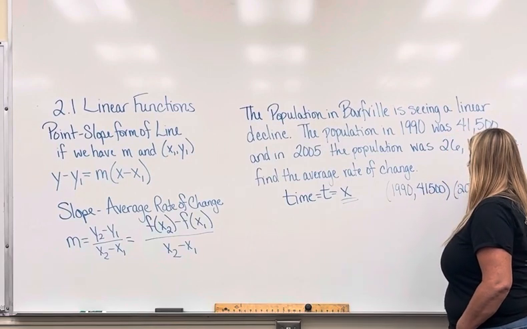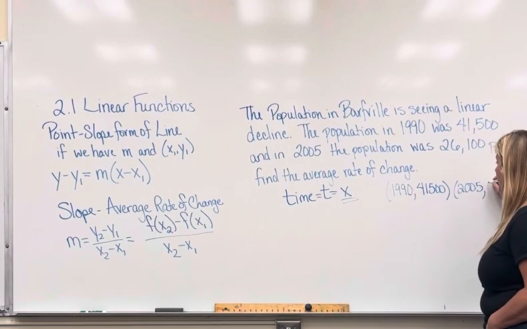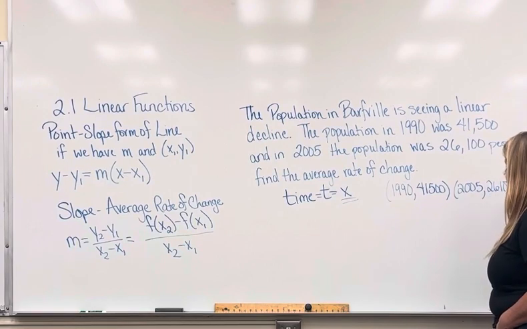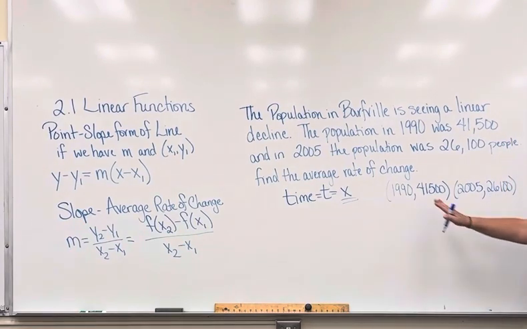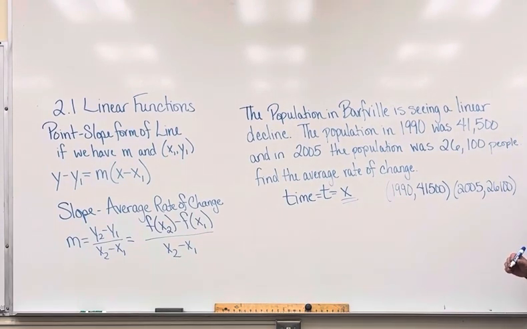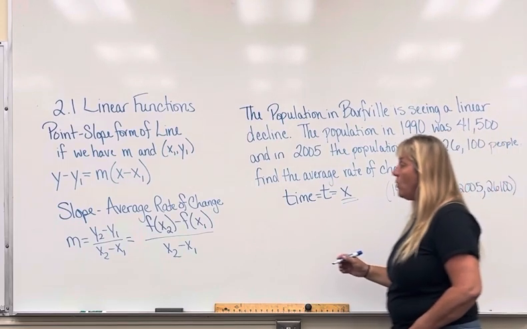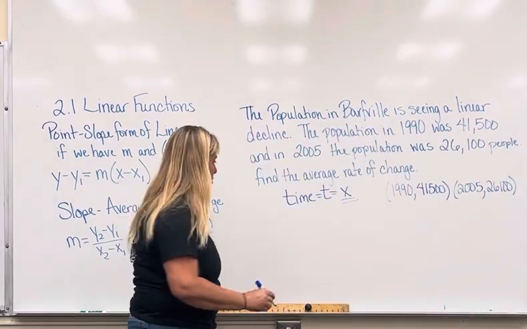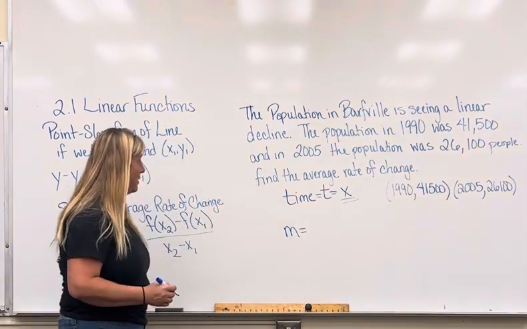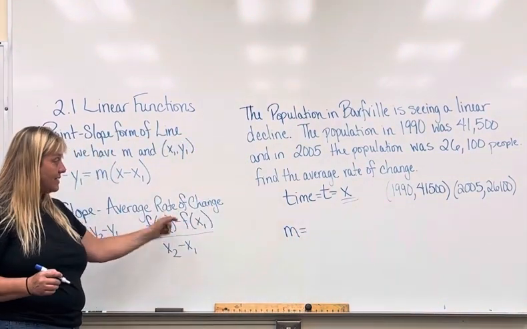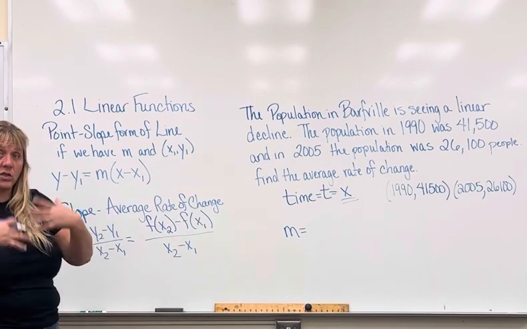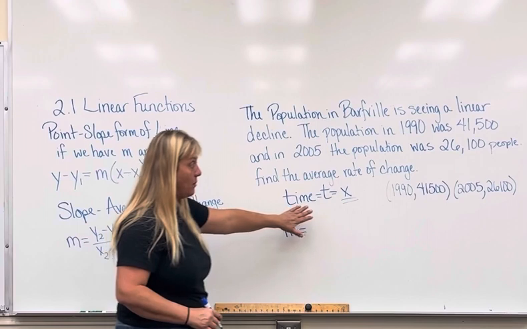In 2005, the population is 26,100. Okay, so the time is always going to be your X coordinate, and then the population will be your Y coordinate. So if we want this average rate of change, or we can call it slope, or we can just call it M, average rate of change, we need to subtract the Y values, or the F of X values, the answers, which is the population, up top.